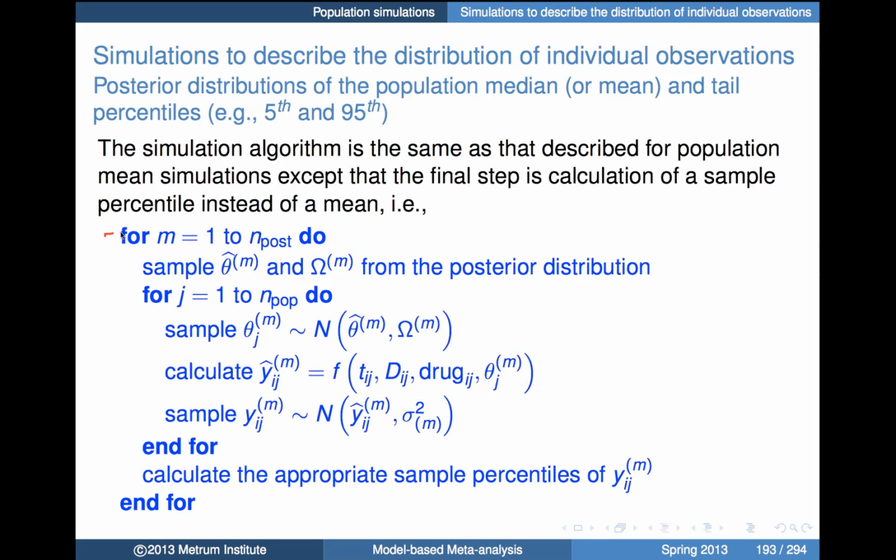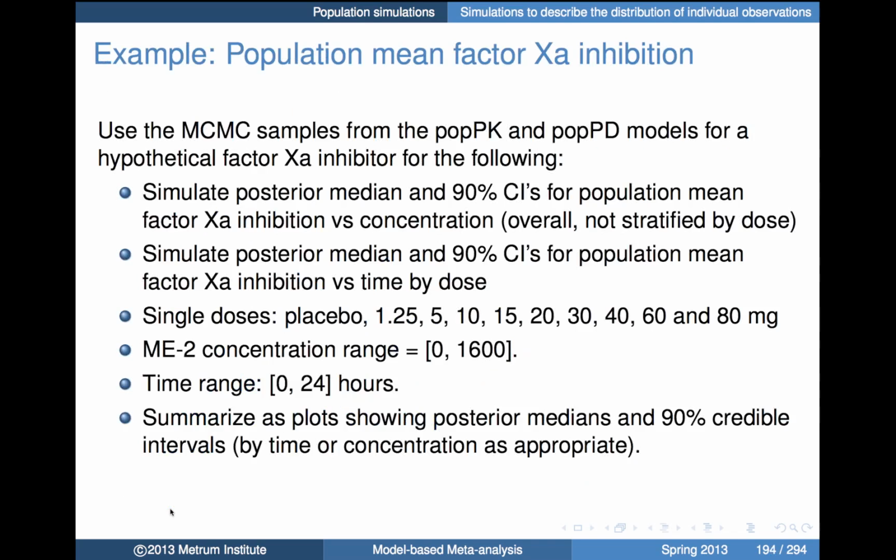So again, you have an outer loop here, which is sampling from our posterior distribution, and an inner loop, which is sampling an artificial population. And for each one of those simulated populations, you calculate the appropriate sample percentiles and use the distributions of those to communicate both the central tendency and the variability.